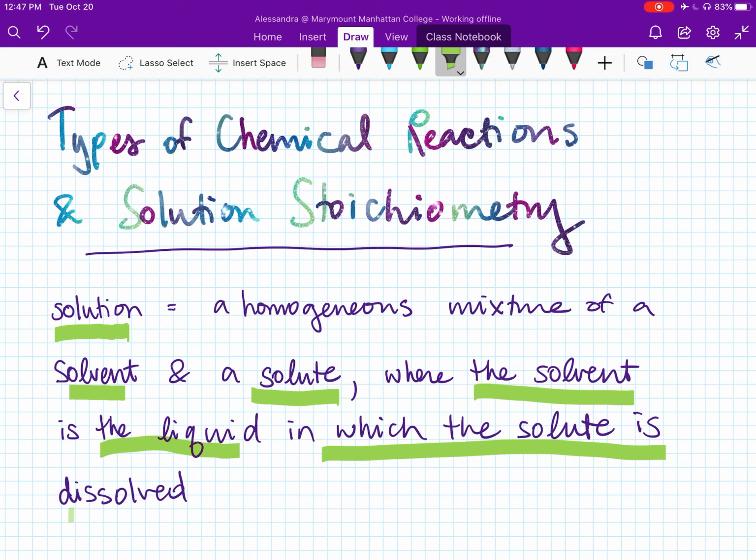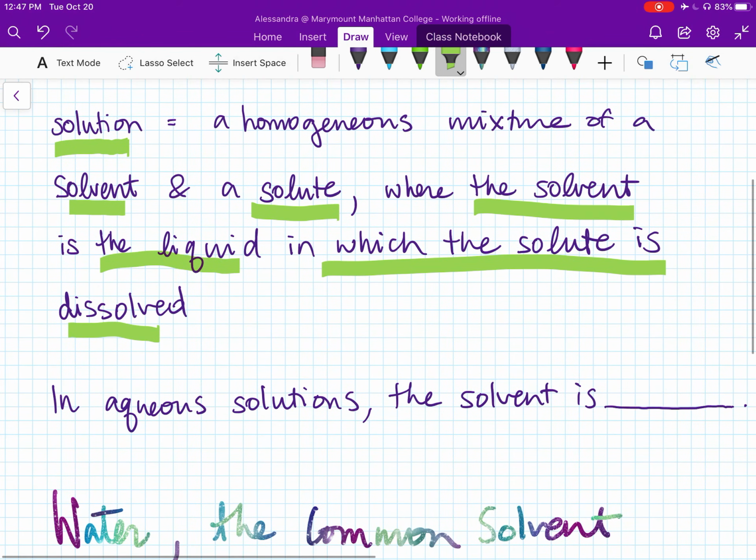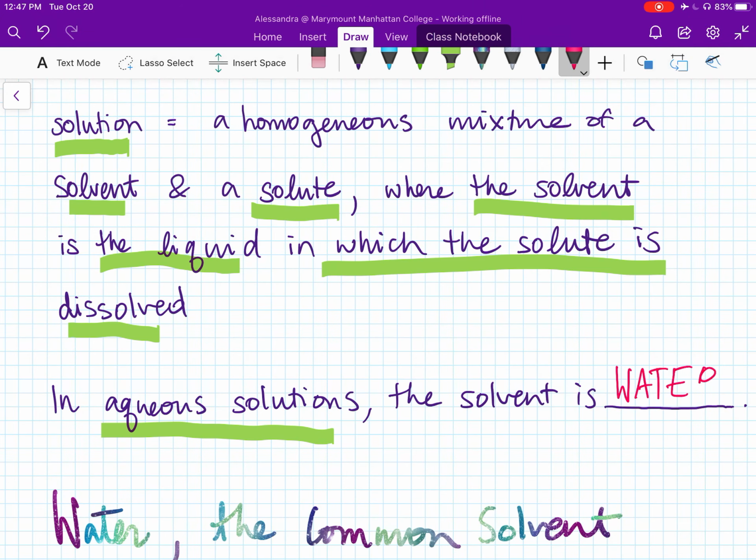The solvent is the liquid in which the solute is dissolved. So there is more solvent than solute. There's usually only a tiny amount of solute, and there's much more of the solvent. So in this class, most of the solutions that we're going to talk about are going to be aqueous solutions. As the name suggests, in aqueous solutions, the solvent is water.